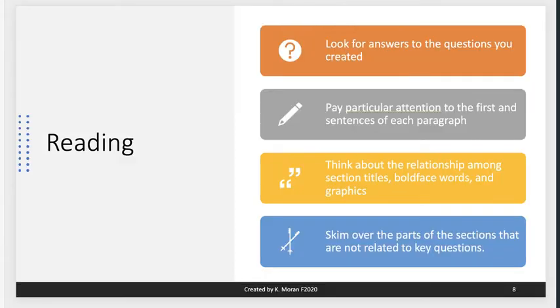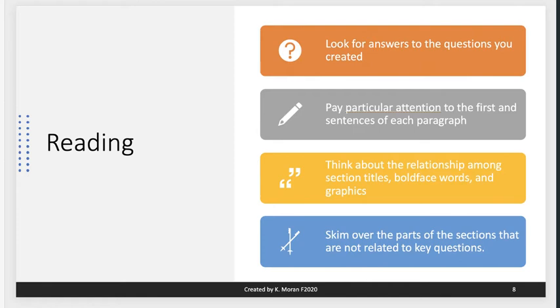So once you've gone to your reading, you want to make sure that before you start reading, you look at the questions that you have created for yourself and determine that you're going to answer those questions. And then, just as in any essay, textbook paragraphs are usually written with the topic sentence in the first or second sentence of each paragraph. So if you don't have a lot of time to read the full textbook, reading the first couple of sentences of a paragraph can be equally beneficial.